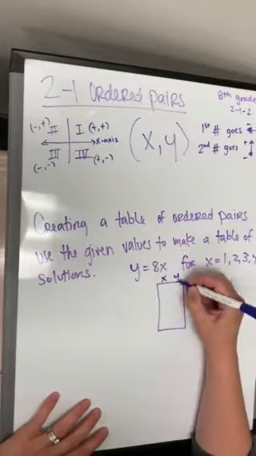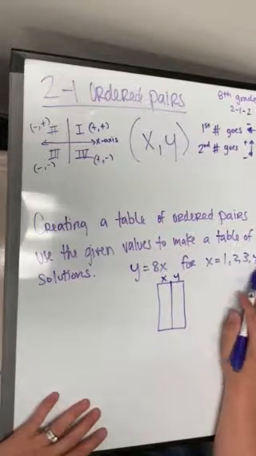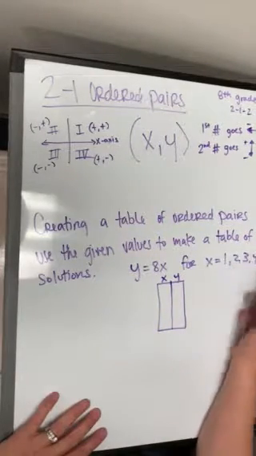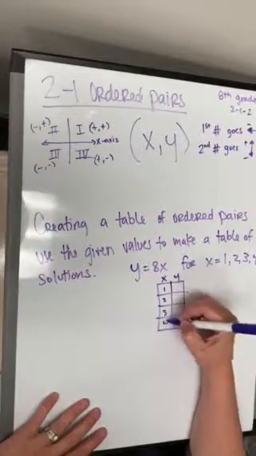So we have our x's and our y's, and it tells us what it wants us to plug in for x. So it's telling us to plug in 1, 2, 3, and 4. So I'll need 4 sections, 1, 2, 3, 4.